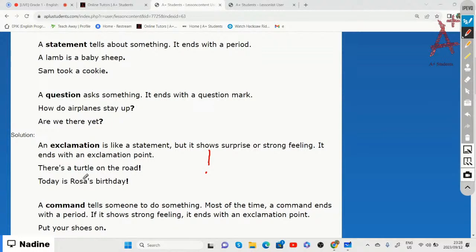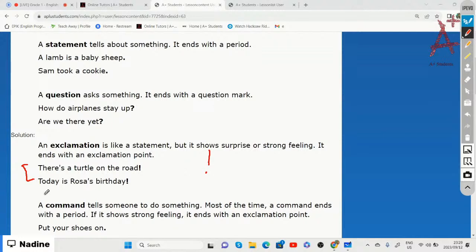And here we have a few examples. "There's a turtle on the road!" Meaning you are driving and you see a turtle on the road, so you're going to tell your parents to stop. You're showing strong feelings, like, stop the car.